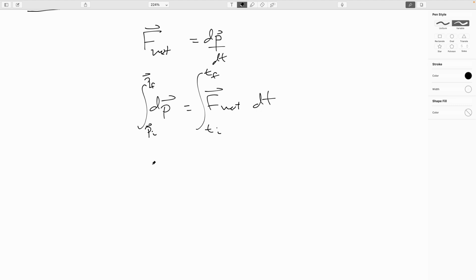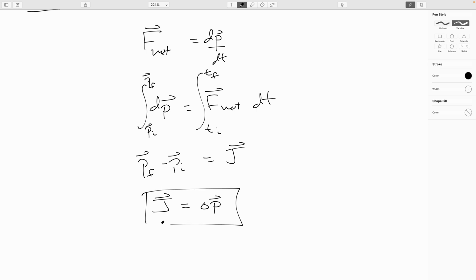This bit right here, if I do this integral, it is going to just be P final minus P initial. This is the impulse. Hey, that's the change in momentum. So we can write this as the impulse exerted on something will be equal to the change in the momentum that thing experiences.